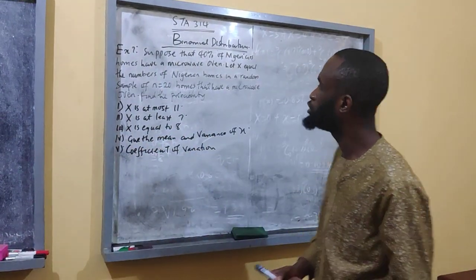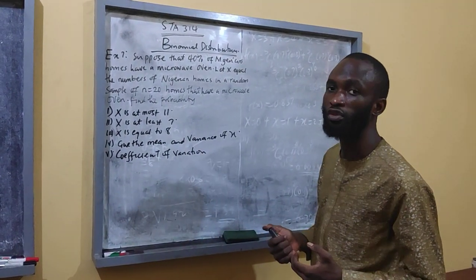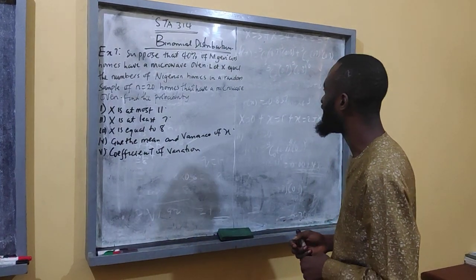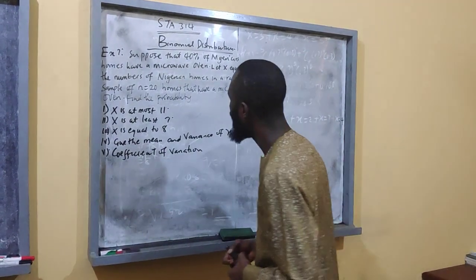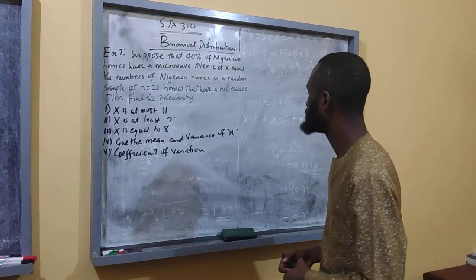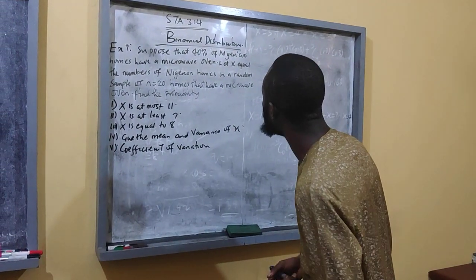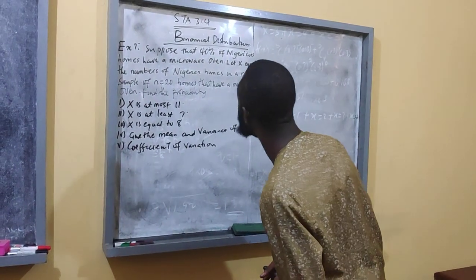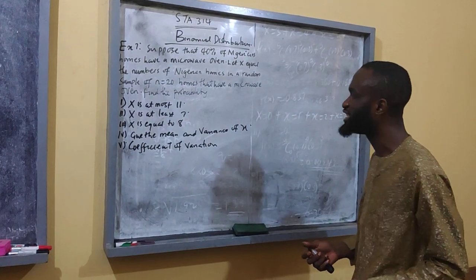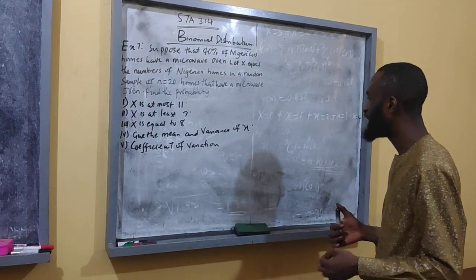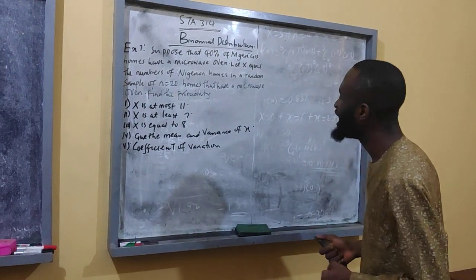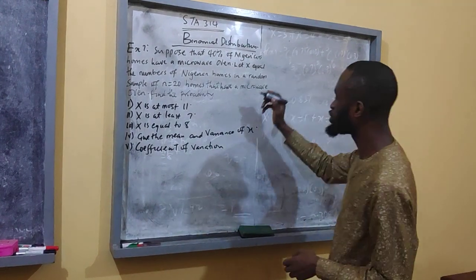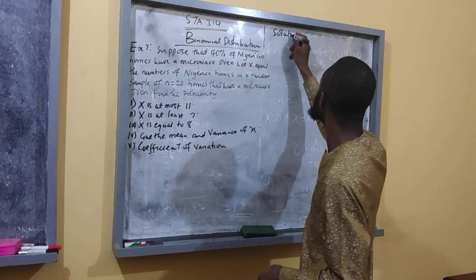Example 7. We want to look at an example that involves using a statistical table. Look at this question. Suppose that 40% of Nigerian homes have a microwave oven. Let S equal the number of Nigerian homes in a random sample of n equals 20 homes that have a microwave. We now want to find the probability of, now the first thing, let's look at the solution to get those data given to us.